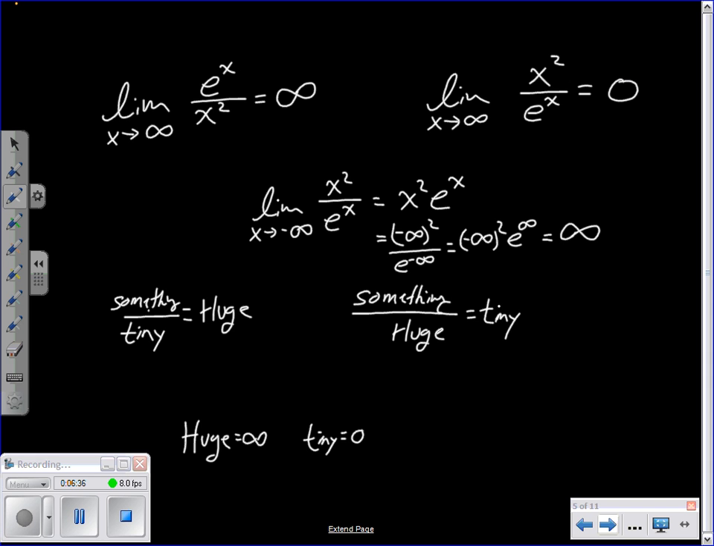Just something to keep in mind: something divided by something really tiny gives you something really huge, where huge is infinity and tiny is really, really close to 0. So something divided by something really small gives you something really big. Something divided by something really huge gives you something really, really small. So something over tiny equals huge, and something over huge equals tiny, where huge is infinity and tiny is 0.